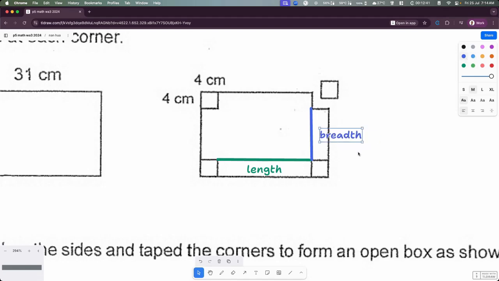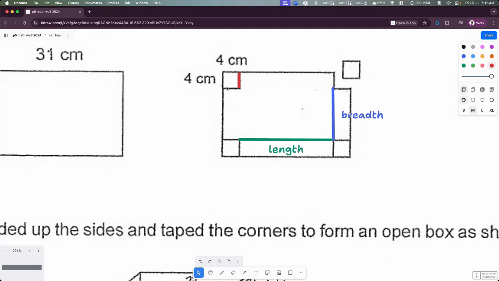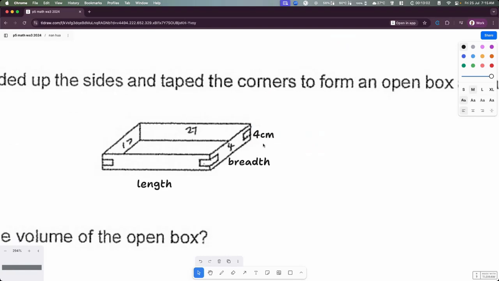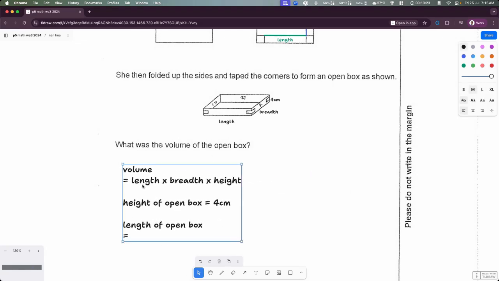Okay, and the thing is, actually, we already know the height. So the height itself is this little thing over here. And the height is actually 4 centimeters in this case, right? So we're going to put this as 4 centimeters. So in a way, let's write it down now. Over here, the height of open box is 4 centimeters. Okay, so we want to get the length of open box, which is equal to, okay, let's see.